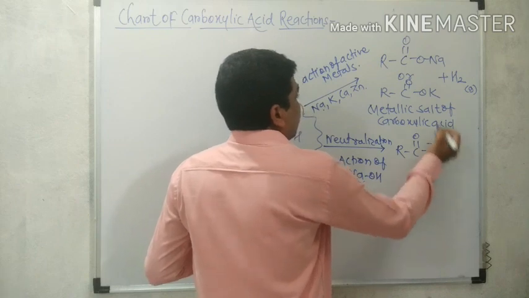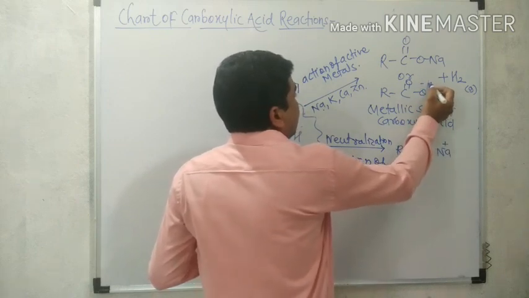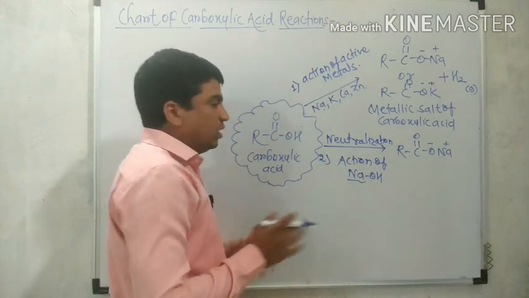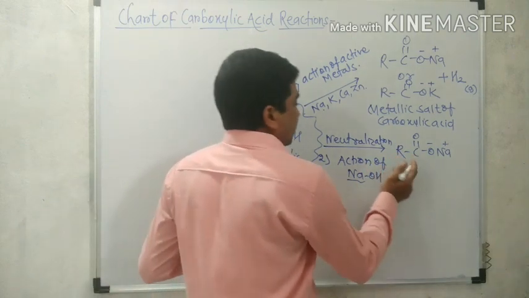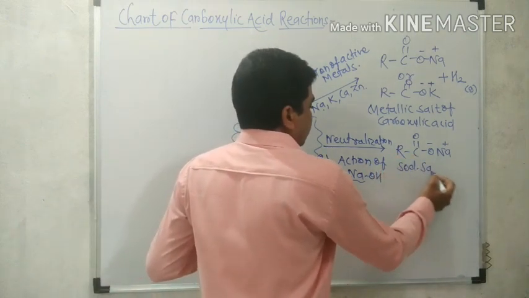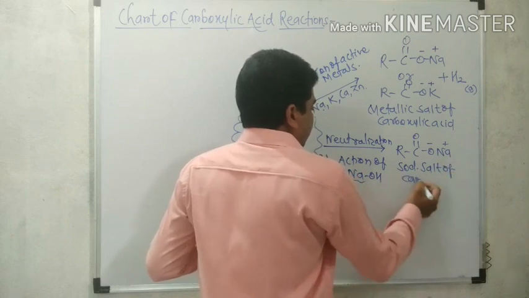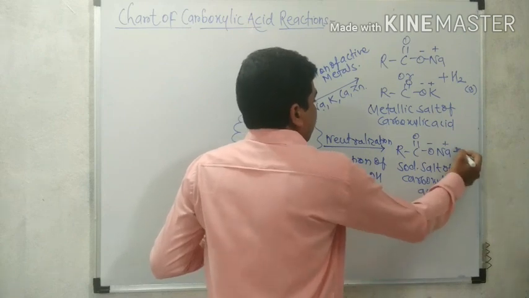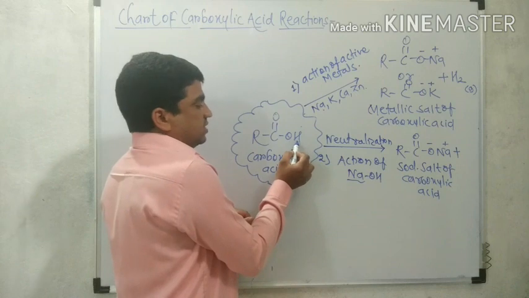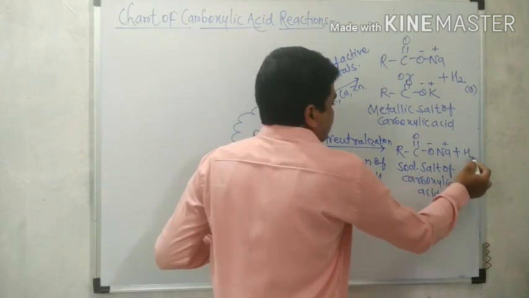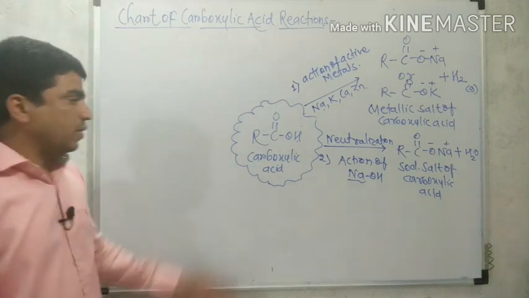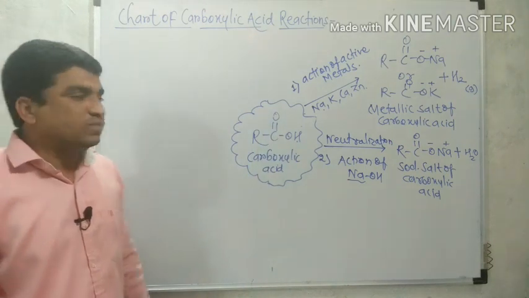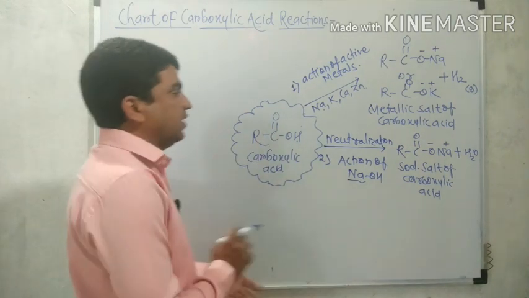We know that this is RCOO minus Na plus, because a salt contains positive and negative charges. So again the sodium salt of carboxylic acid is obtained as the product, and the H and OH combine to form H2O. Now remember, the action of NaOH on carboxylic acid gives the sodium salt of carboxylic acid. This is our second reaction.